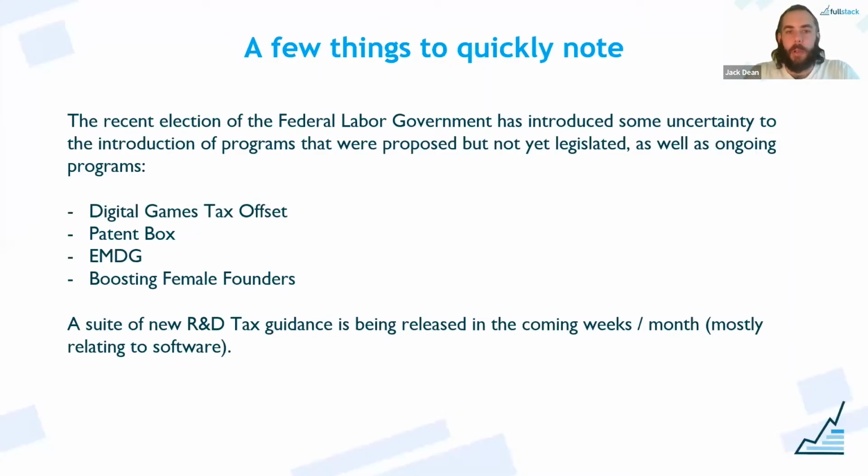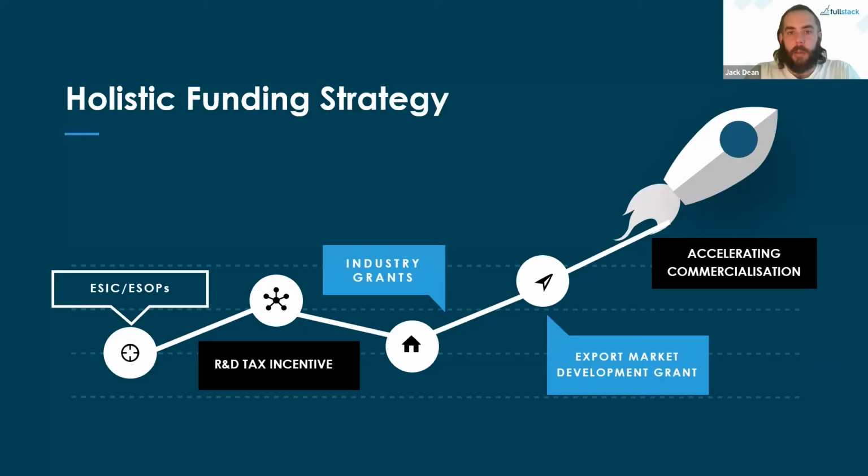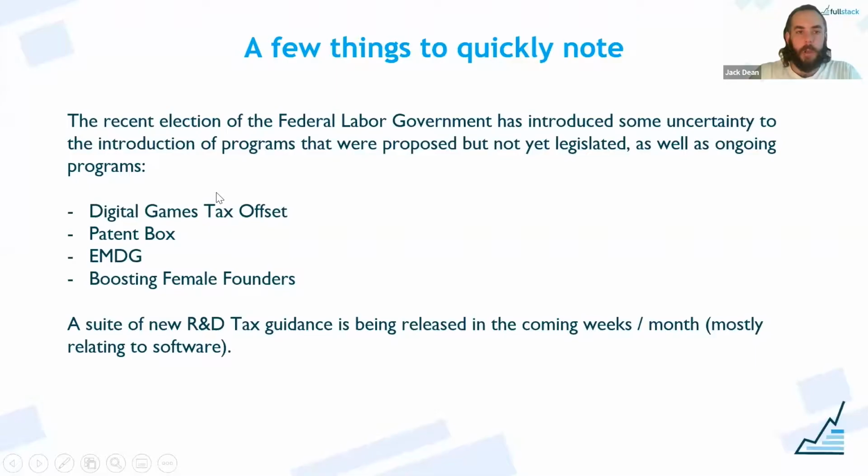So just a few things to note at the start. Because of the recent federal election, there is a little bit of uncertainty around a few of the programs that I'll mention today. Some of those, the digital games tax offset and patent box, have been introduced, but not yet formalized through legislation. So we're not 100% sure of those. I'll go into a bit more detail later.